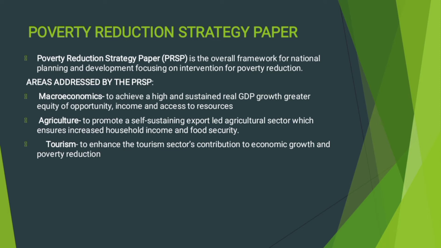What is this thing? It's the overall framework for national planning and development, focusing on intervention for poverty reduction. Sorry, not international, intervention. So this is the thing called a framework where the country plans to intervene for poverty reduction. The country, or the nation, let me say, intervenes in poverty reduction. This is what we call poverty reduction strategy paper.